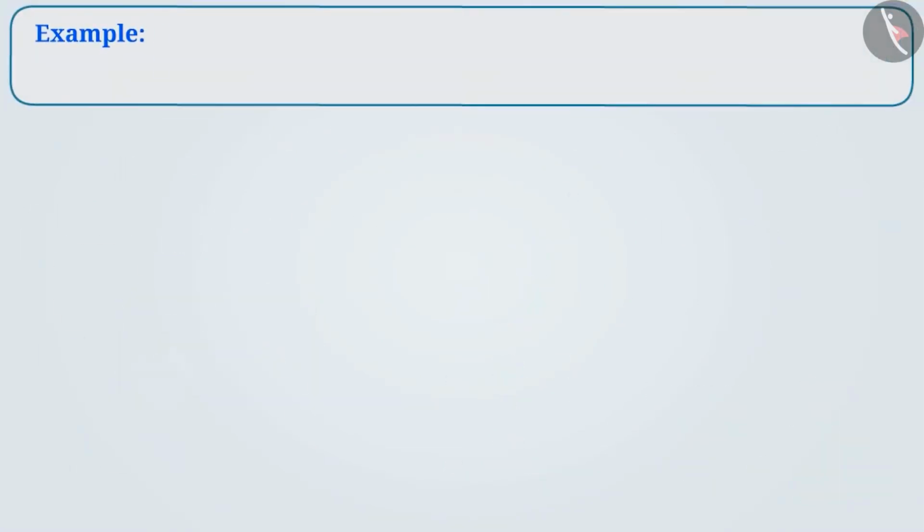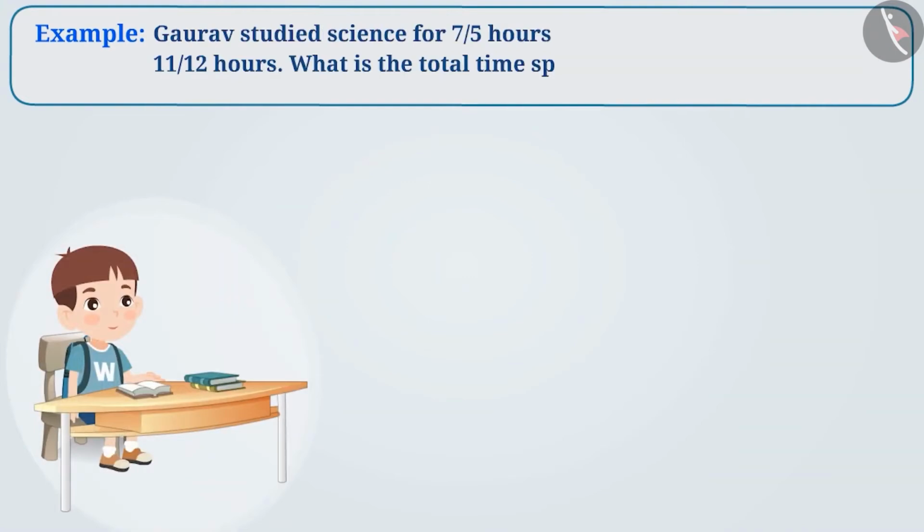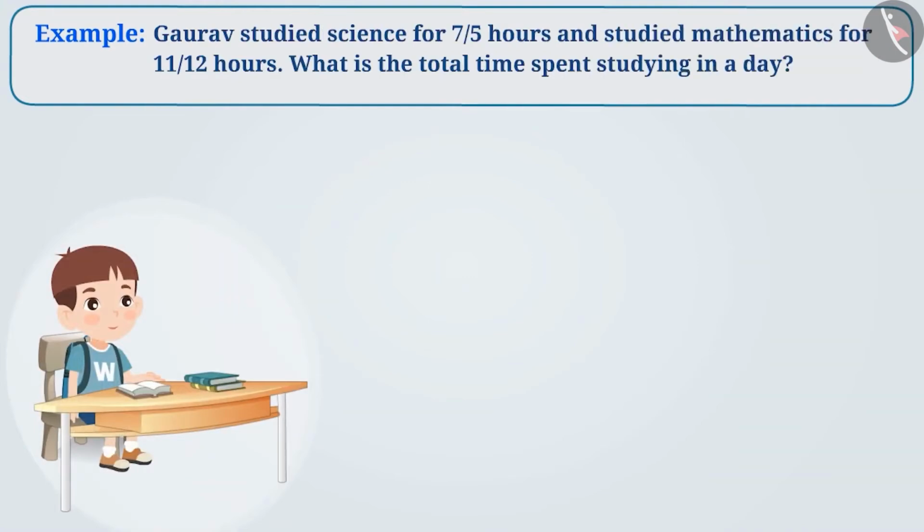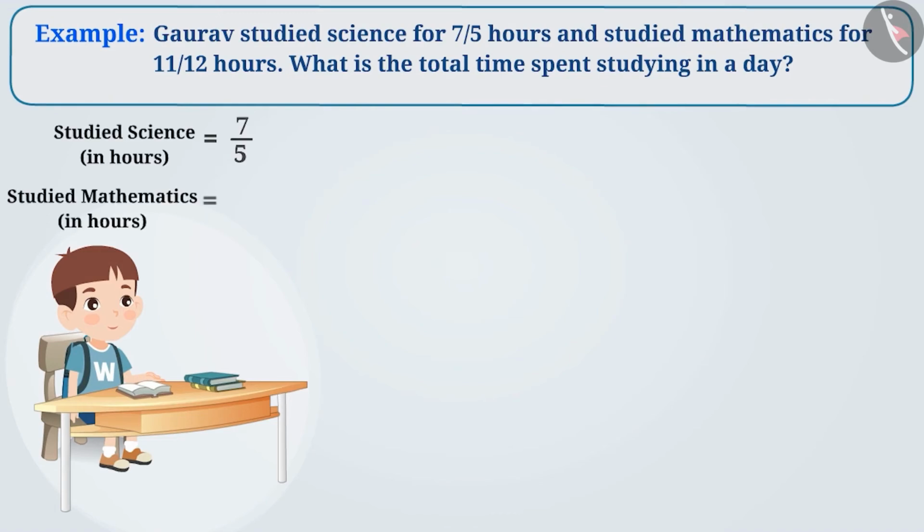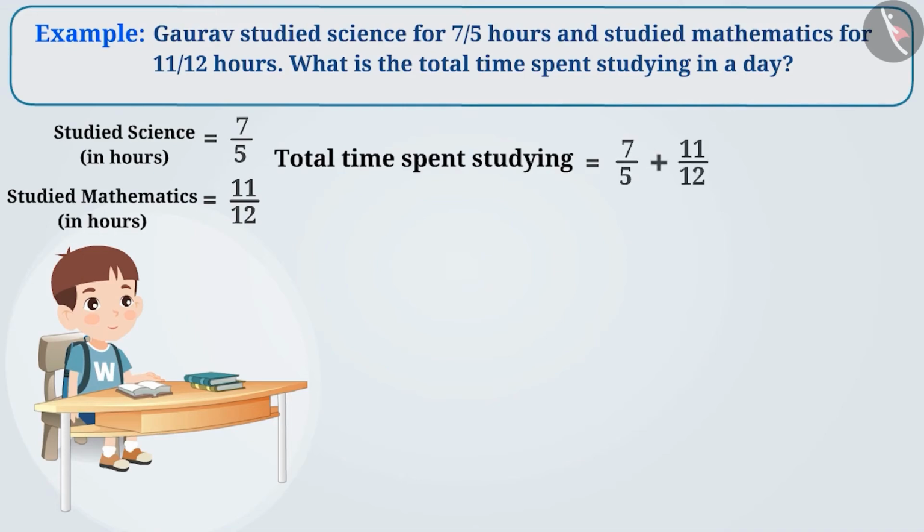Next example. Gaurav studied science for 7/5 hours and studied mathematics for 11/12 hours. What is the total time spent studying in a day? To find the total time spent by him on studying, we have to add 7/5 and 11/12. Since the denominators are not equal, we make them equal with the help of LCM. The LCM of 5 and 12 is 60.